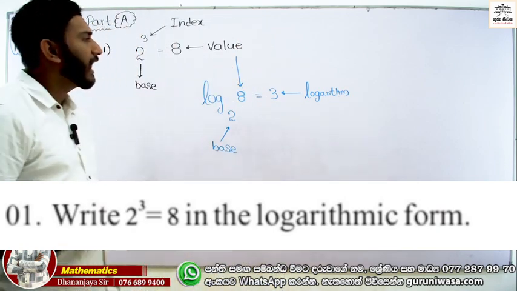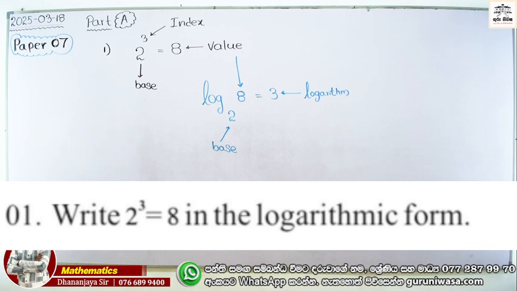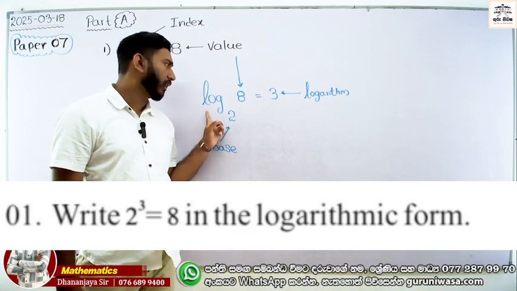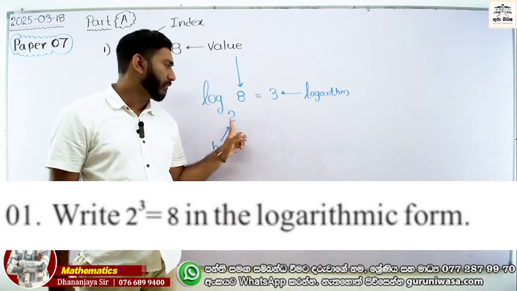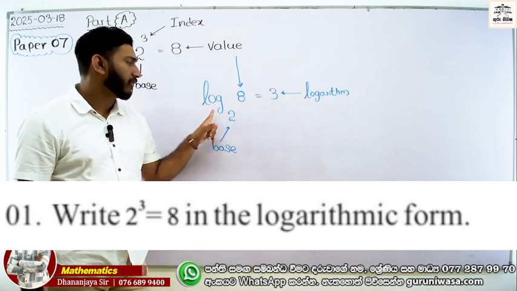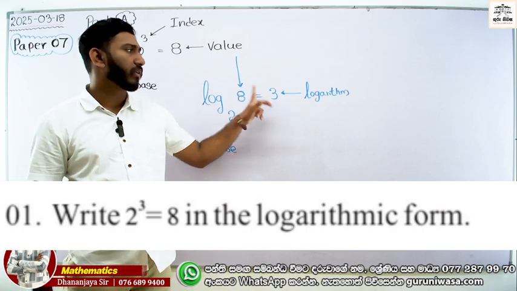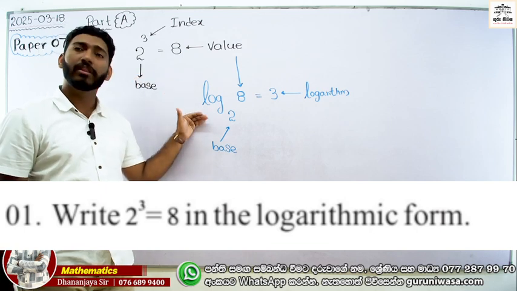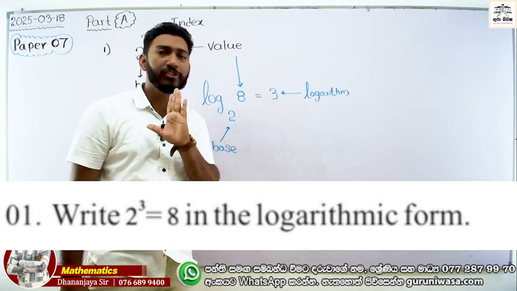Logarithms, right? And this is the answer. Therefore, the answer becomes like this: log of 8 to the base 2 becomes 3. Therefore, base, value, and the logarithm. And this is the way to write the index form in the logarithm form, right? Understood?